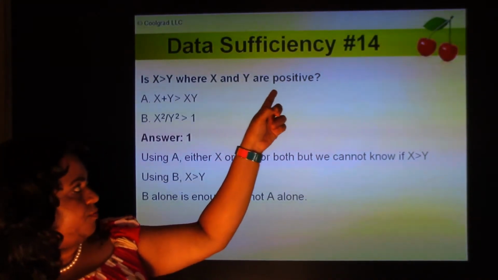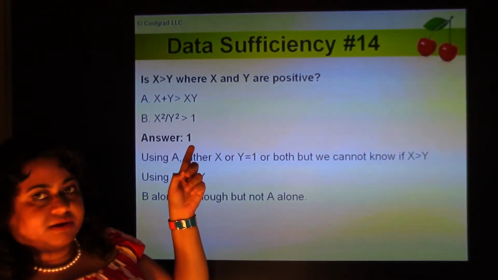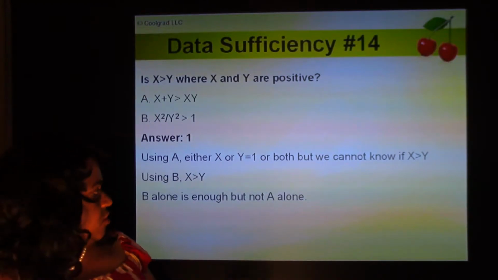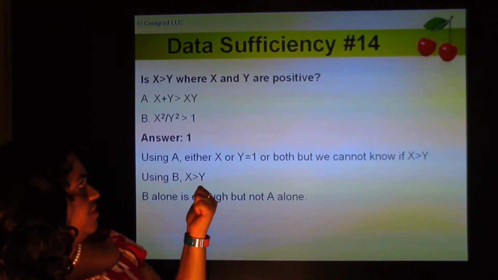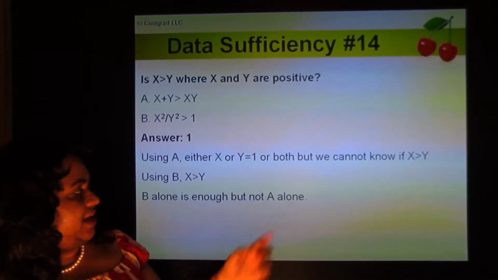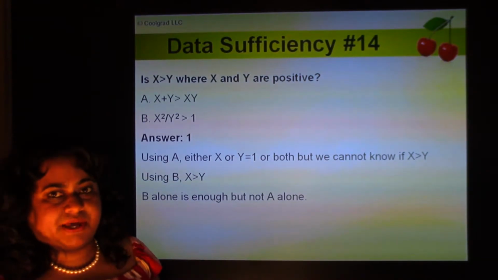But we know that they're both positive numbers. Therefore, x squared greater than y squared clearly means that x is greater than y. So using statement B alone, we can answer this question, but not using A alone. So I pick option 1, which is statement B alone is sufficient.